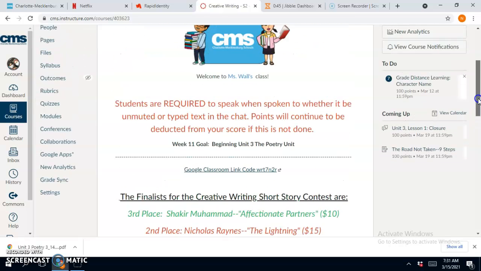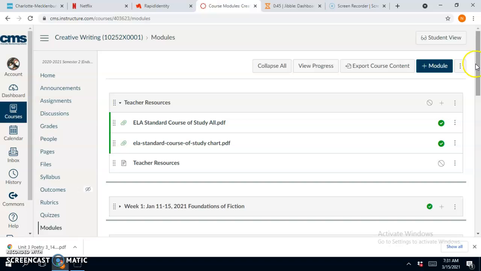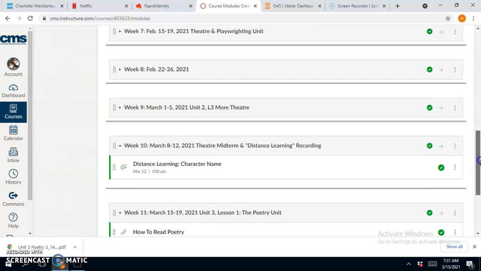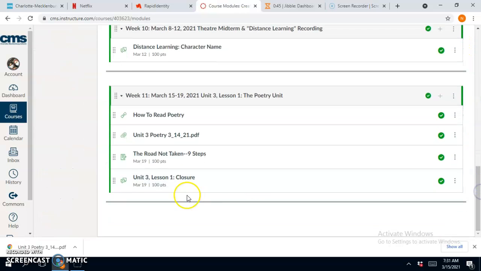Next, we will go to modules. We will scroll down until we get to week 11, and that is March 15th through 19th, poetry unit. And the first thing we'll touch on is how to read poetry.